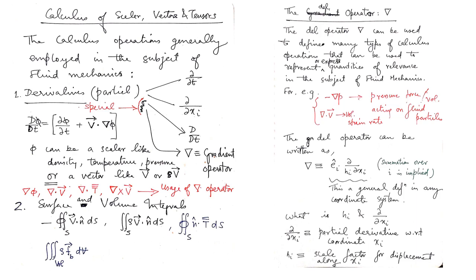So all these things you already know. Then what I have written in red is how we use the del operator in fluid mechanics. All these quantities, gradient of phi and del dot v, del dot some tensor, and del cross v, are used in fluid mechanics. So we will be familiarizing you in this lecture with these kinds of operations.